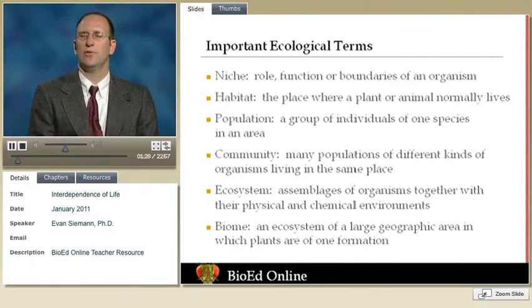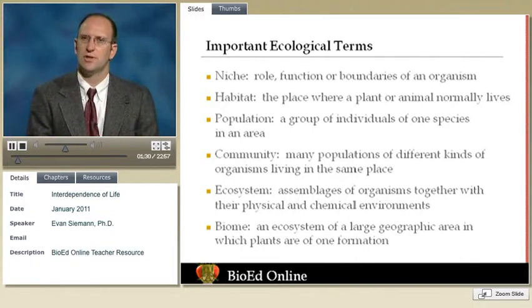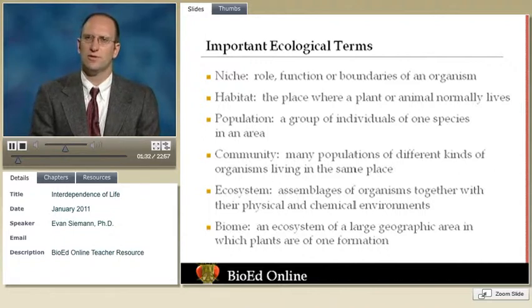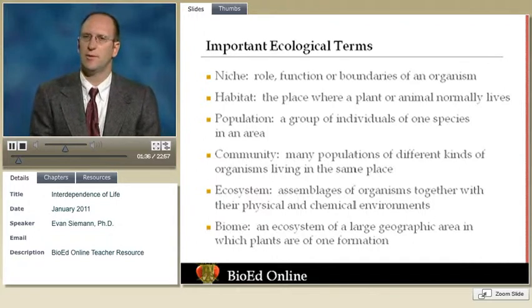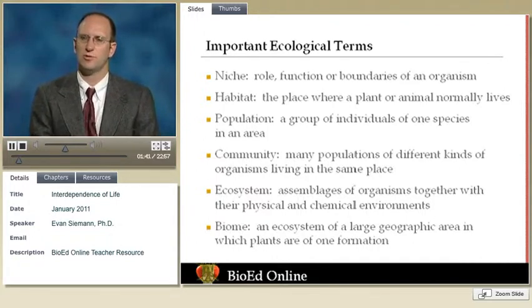Habitat is one of the aspects of niche. So habitat is where an organism lives. That would include the place both in terms of geographic location as well as the type of habitat in which it would live.